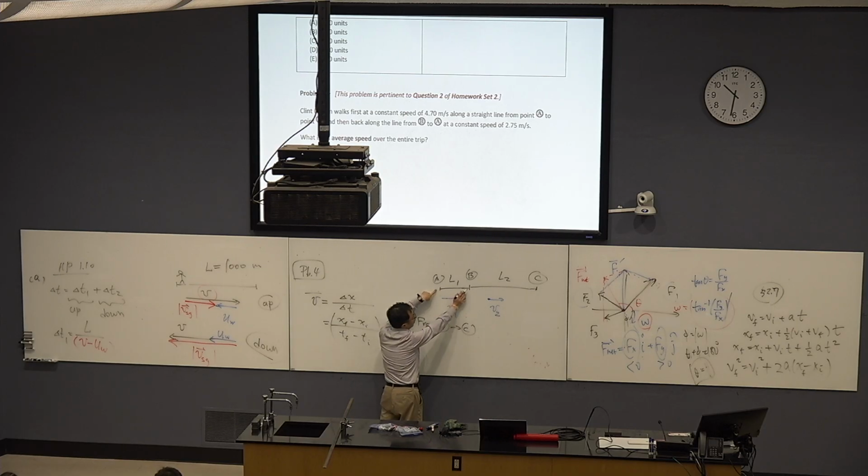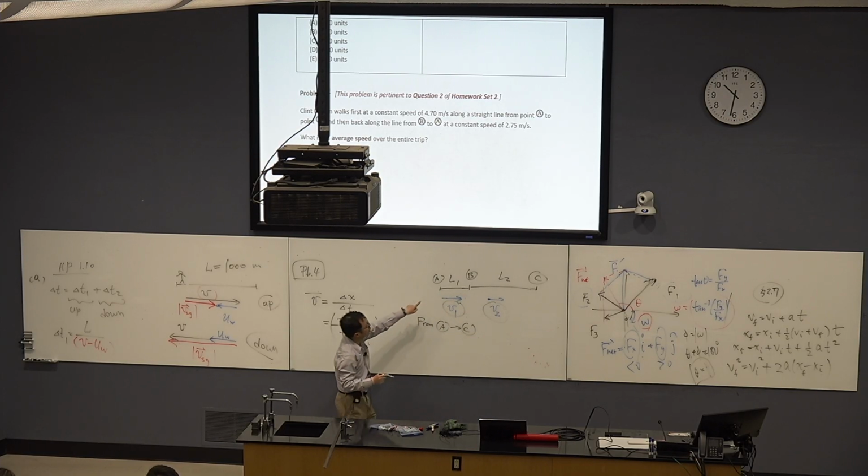From A to B, the person walks with the speed V1. From B to C, the person walks with the speed V2. And suppose the distance between A and B is called L1, and the distance between B and C is called L2. Now, I'd like to ask what's the average speed, V bar S, for the person from A to C.